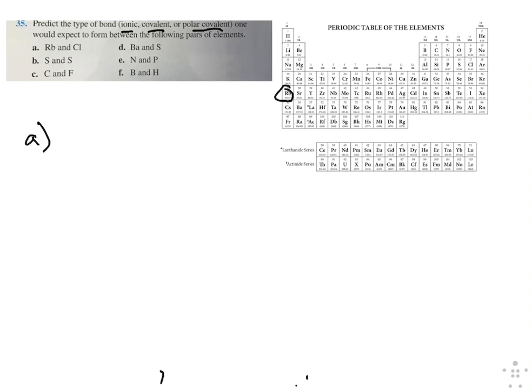We got rubidium and we got chlorine. Rubidium's a metal, chlorine's a nonmetal. They're on opposite sides of the periodic table, so there's going to be a very large difference in electronegativity here. I think that's going to be ionic. Now B, we got sulfur and sulfur. Anytime you have two nonmetals that are the exact same element right next to each other, this is going to be covalent. Not polar covalent, because they do not have a difference in electronegativity.